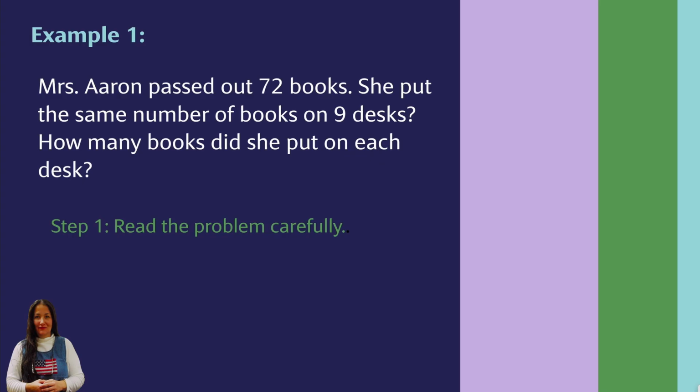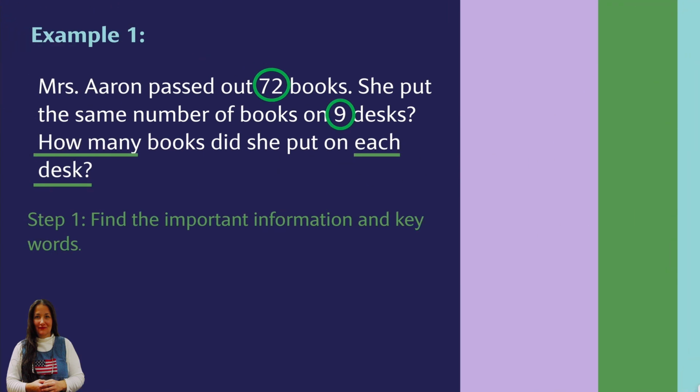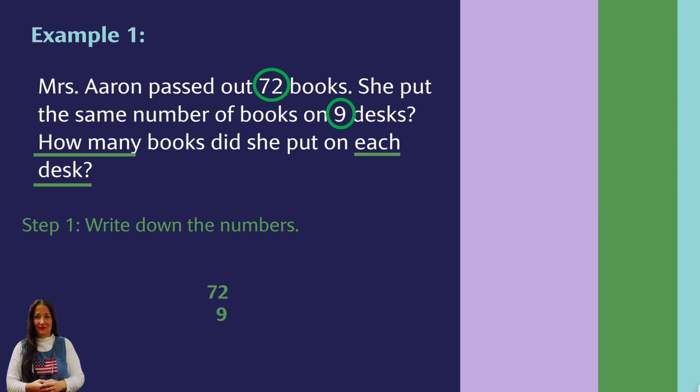Step 1. Read the problem carefully. Mrs. Aaron passed out 72 books. She put the same number of books on 9 desks. How many books did she put on each desk? Step 1. Find the important information and keywords. 72 books, 9 desks, and the keywords are how many? Each desk. Step 1. Write down the numbers: 72, 9.